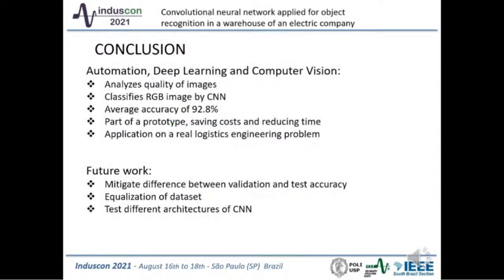The tool is a combination of automation, deep learning, and computer vision applied to a real engineering problem. It classified these images with an average accuracy of 92.8%. As future work, it is compelling to test different CNN architectures, as well as mitigate the difference between validation and test accuracy.